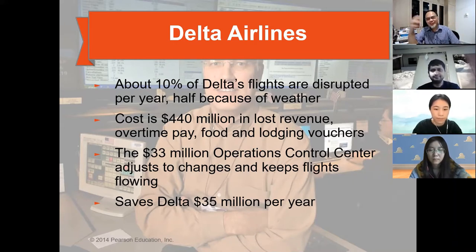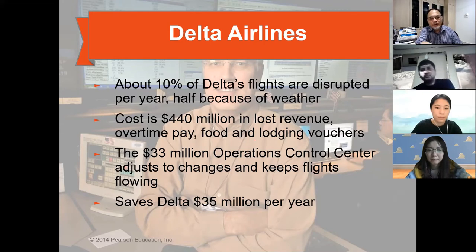All the aeroplanes are on the ground. They're not flying. That's when the planes are on the ground. If they are not flying, they are not earning money, so they are losing money. So there is the cost of lost revenue.